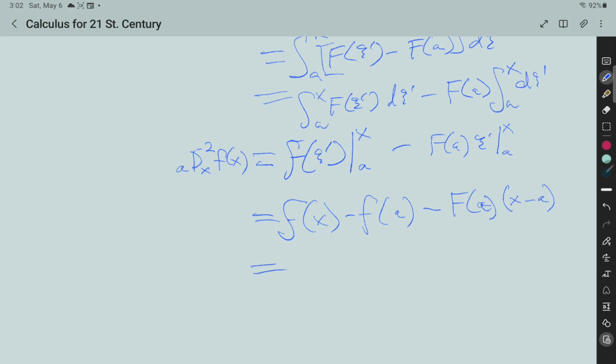Okay, so the answer to this is, since you don't have any operator acting on this here, you could assume that there's a D to the 0 acting on this f of x, and then this is the boundary condition, the initial condition for the function, minus F of a, and then this is the other part, the extra term, and then this here is D to the minus 2 of f of x.